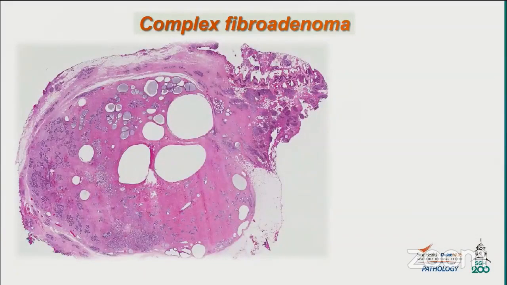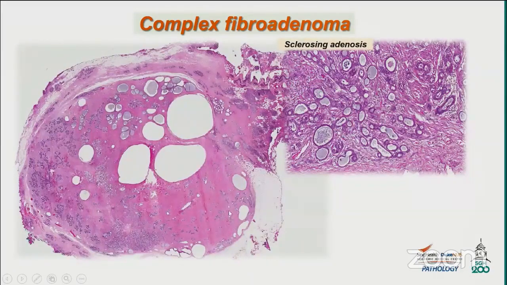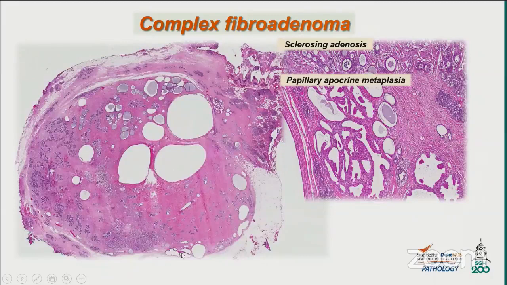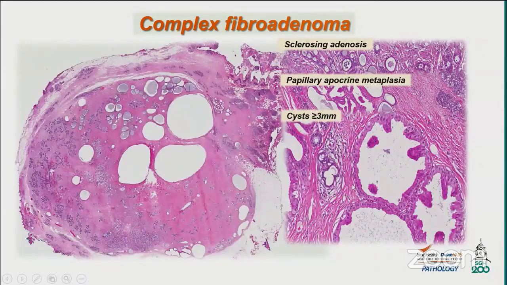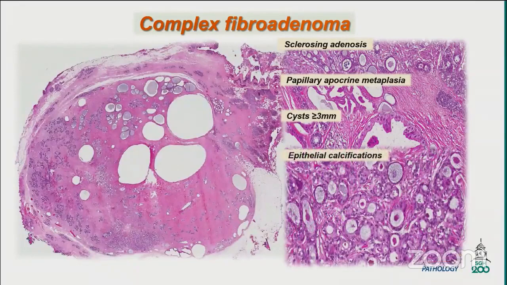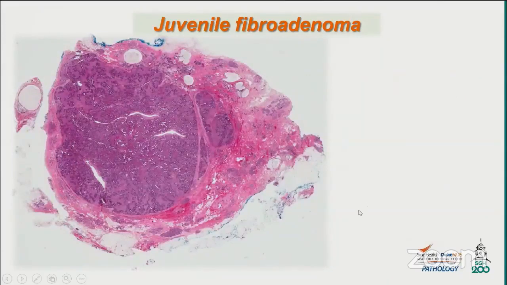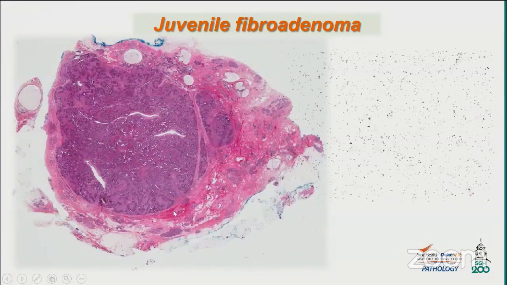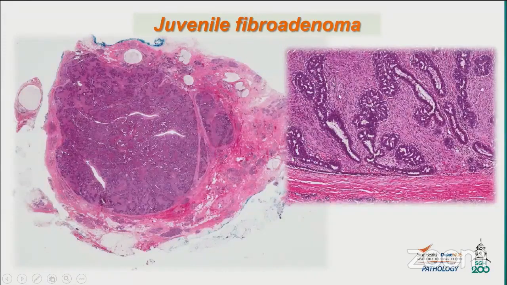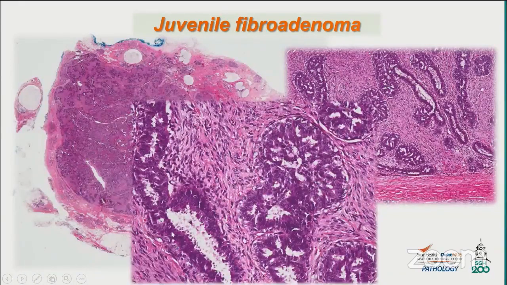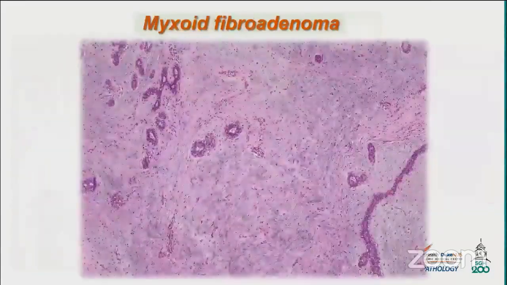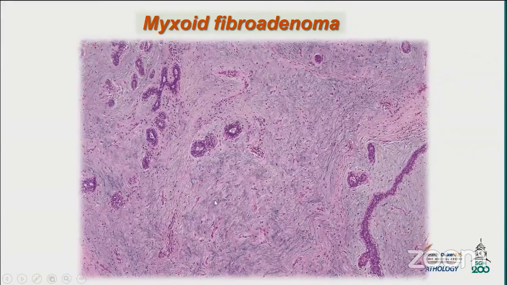An illustration of a complex fibroadenoma with the presence of sclerosing adenosis, papillary apocrine metaplasia, cysts 3 mm or larger in size, and epithelial calcifications. The juvenile fibroadenoma, seen at scanning magnification, with rounded contours and a cellular spindled stroma with usual ductal hyperplasia, featuring these micropapillary tufts, giving a gynecomastoid type of appearance. The myxoid fibroadenoma with the slightly watery myxoid stroma.